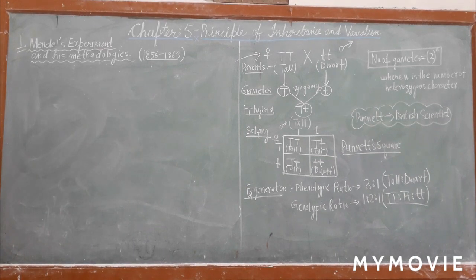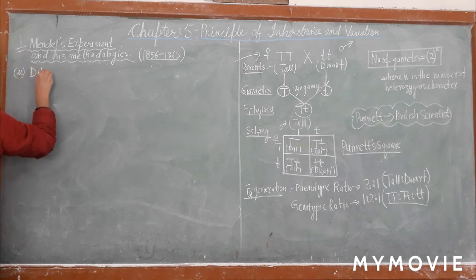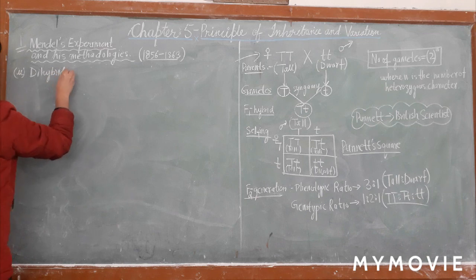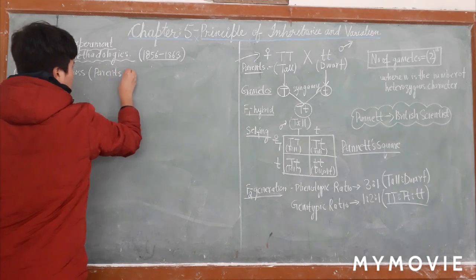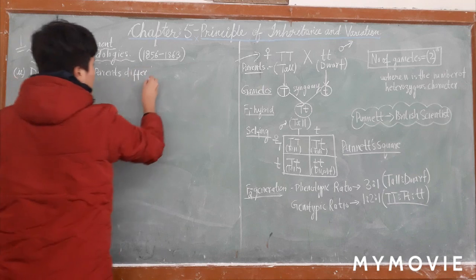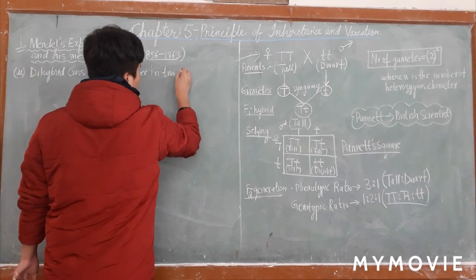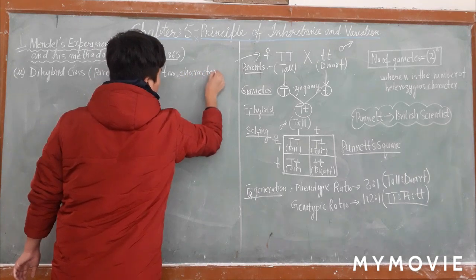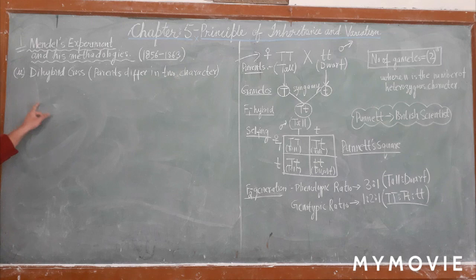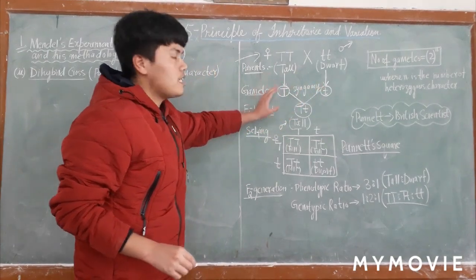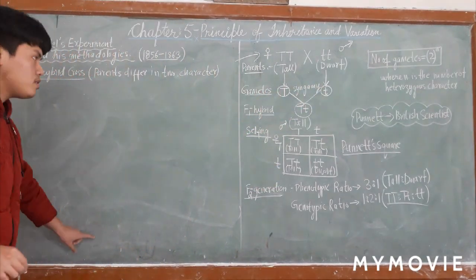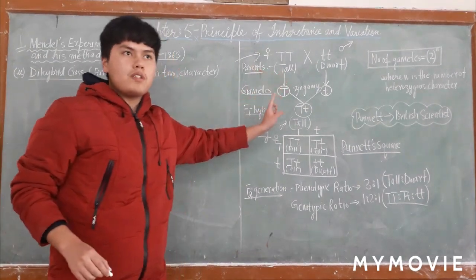Okay, so next one is the dihybrid cross. Now parents differ in 2 characters. Monohybrid differs in one character, like tall and dwarf, dihybrid differs in two characters, like height and color. There are 7 pairs of contrasting characters, tallness and dwarfness is just one of the pairs.